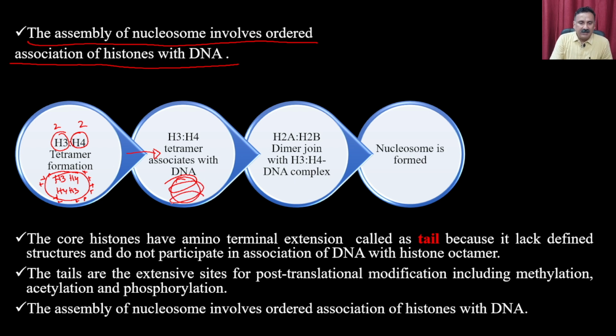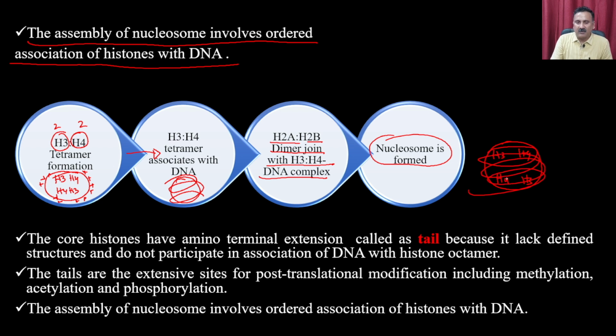And then after binding the DNA, the H2A and H2B dimer is going to join the H3H4 DNA complex, and that's how it is going to have the nucleosome. So this is one ball which is going to have the H3H4 DNA, and on top of this you're going to have the H2A, H2B, then H2A, H2B, like that. Okay, so DNA is going to be present inside this particular core.